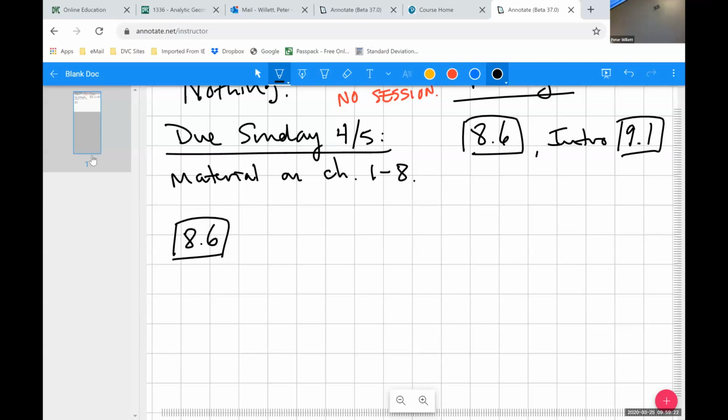So 8.6 is alternating series. So what does an alternating series mean? What are they talking about? The alternating refers to the sign of the numbers. So an alternating series is going to be a series in which the sign of the numbers alternates. So you have a positive, then a negative, then a positive, then a negative, or vice versa.